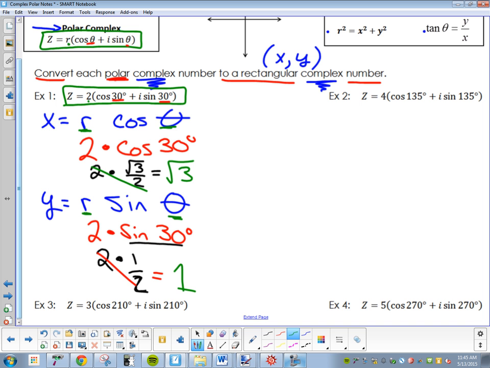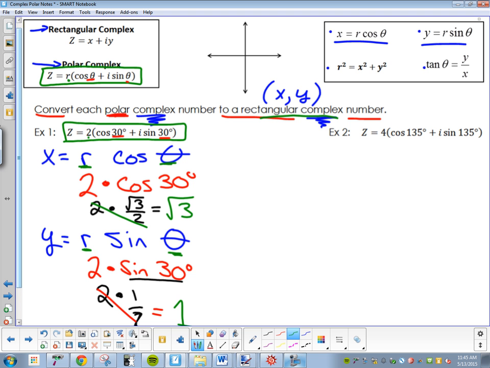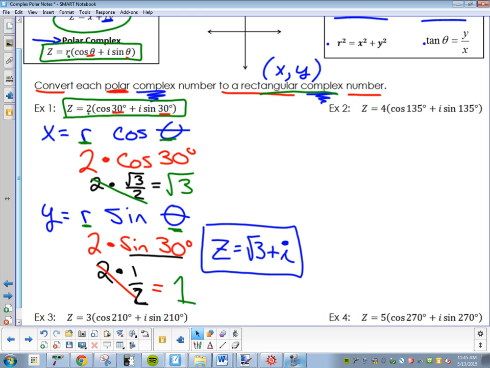Cool, I'm not done yet. I'm almost there. I need to convert this to rectangular complex, which means I need it to be in that form right there. So in the end, you want to say z equals. They use z to represent, hey, this is a fancy complex number. So z is equal to x, so radical 3, plus i times y. So my y value is 1, so 1i, or just i. You can put 1i, but I'm going to just put i because 1 times i is i. That's it.